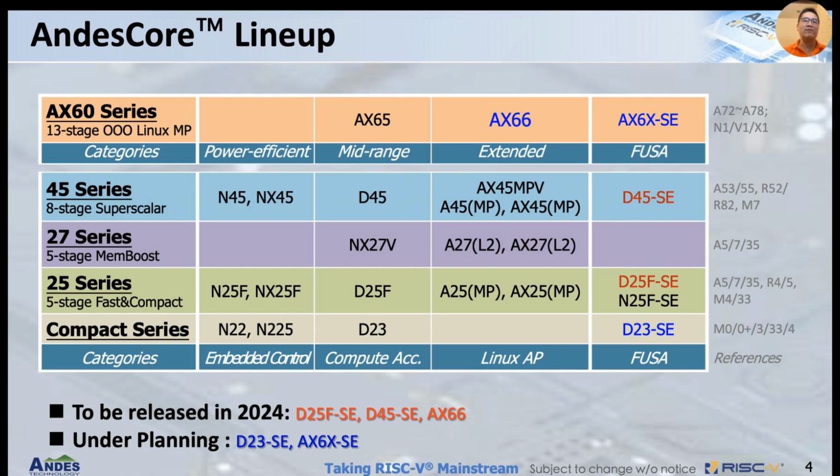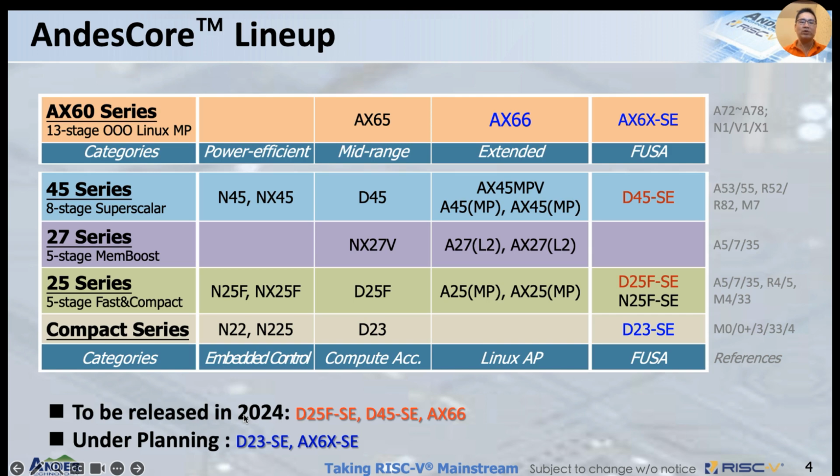The AX60 series is our flagship product line with 13-stage out-of-order processors that support Linux multi-core. With the different microarchitecture designs and different feature sets, our cores can cover different application segments. These include embedded control. And with our DSP and vector engine technology, we have cores that can cover compute acceleration. And with our MMU and multi-core processors, we can support Linux or Android application processors. And with our functional safety development process, as well as functional safety enabled cores, we have the FUSA series, or the safety enhanced processor series.